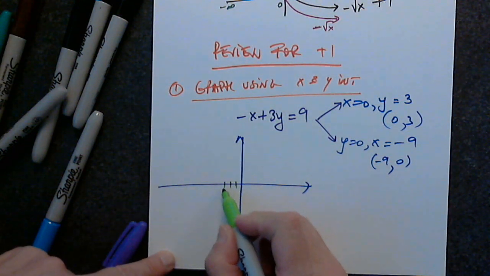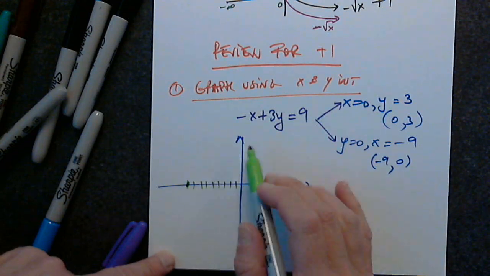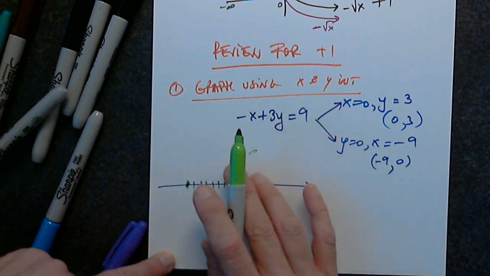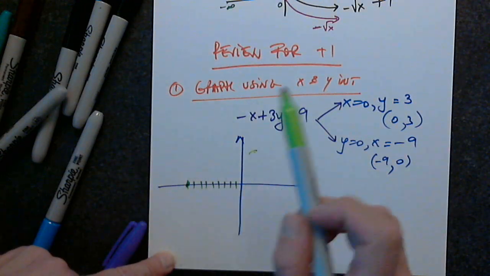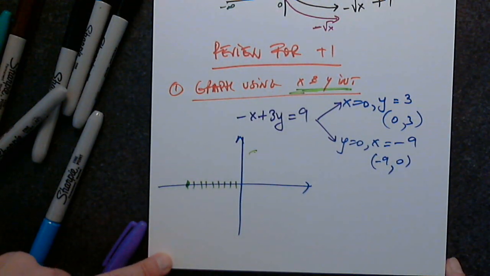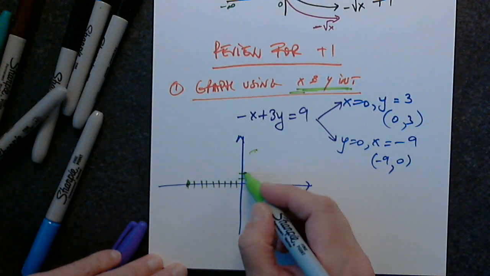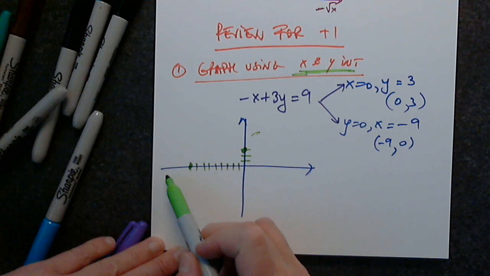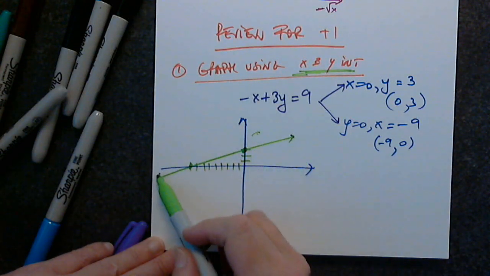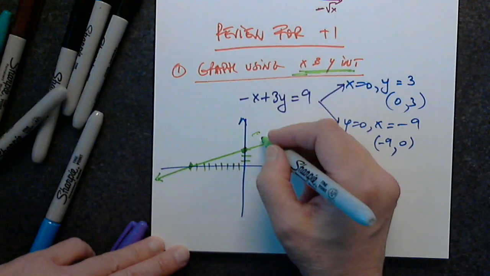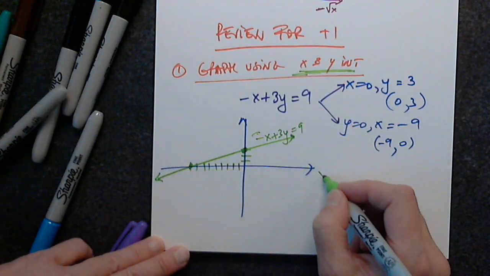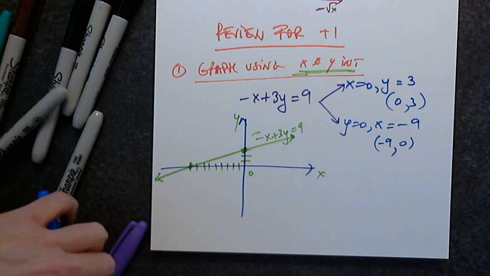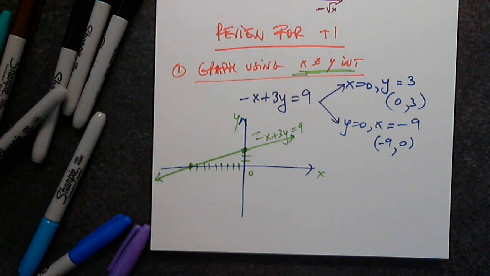Negative 9, 0, 1, 2, 3, 4, 5, 6, 7, 8, 9. Please do not solve for y. Don't try to find the slope. There is no need for something like that. The requirement is to use the x and y intercepts, not the slope, to graph. And 0, 3 is here. Connect the points and extend the line. Please write somewhere close to the line negative x plus 3y equals 9. Any questions? Is this okay? Yes?